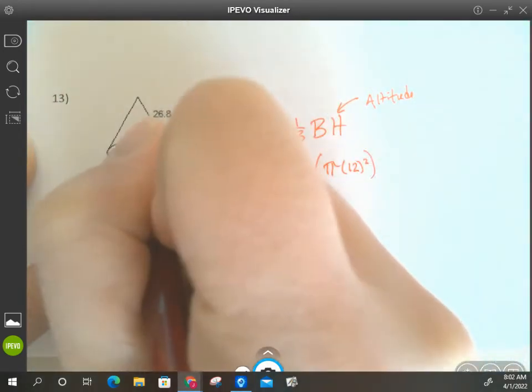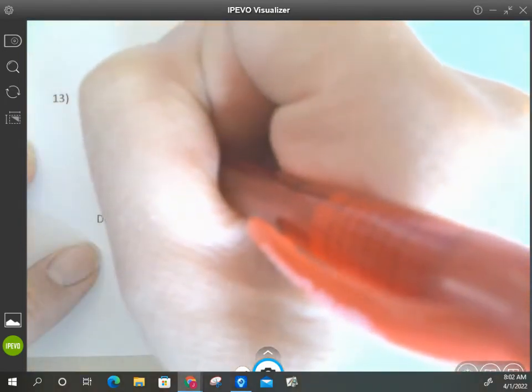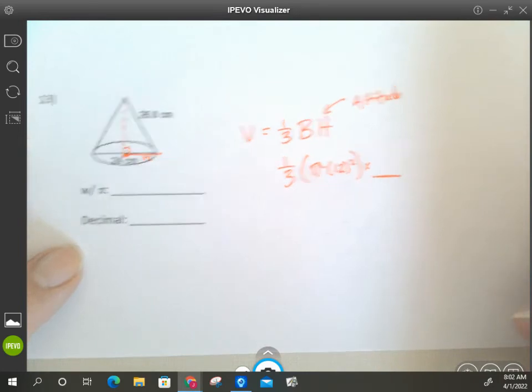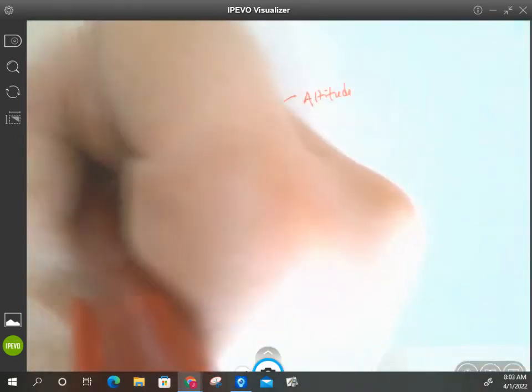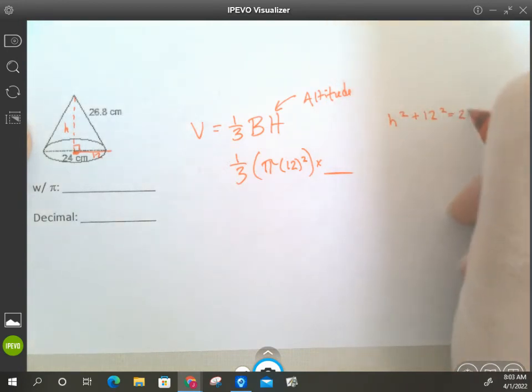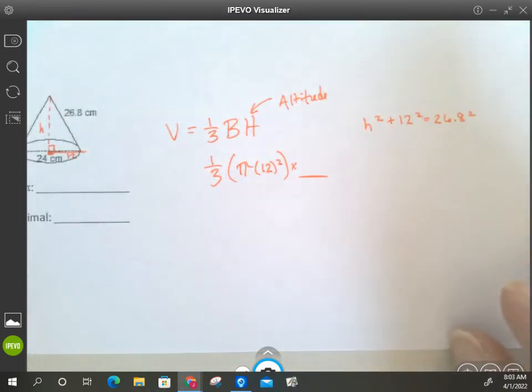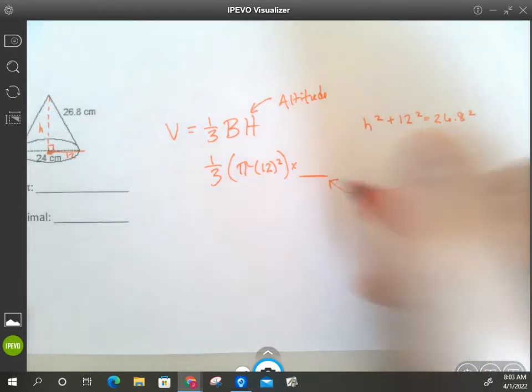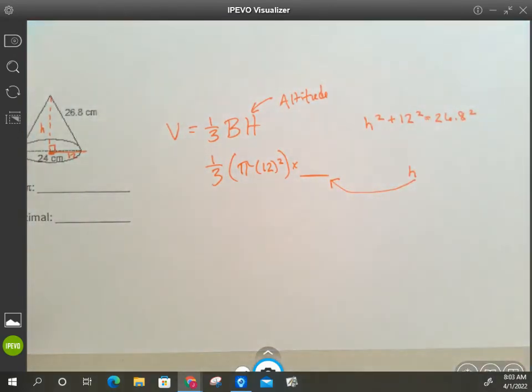All right, so the radius was 12. Drop a perpendicular line with a 90-degree angle, and that means I'm going to use Pythagorean theorem, right? I need this number. That's what I'm looking for. So I would have the height squared, I'll call this h. h squared plus 12 squared equals 26.8 squared. Okay, so take a minute. You're going to solve this for h, and whatever you get for h, you're going to plop it in there to solve this problem. There is a formula to use the slant height, but we are not using that because it's just one extra thing to remember.